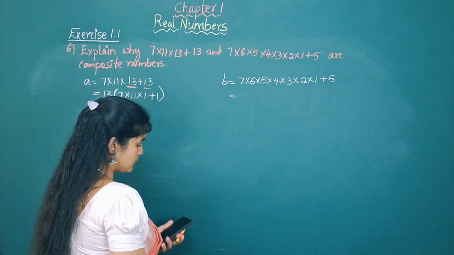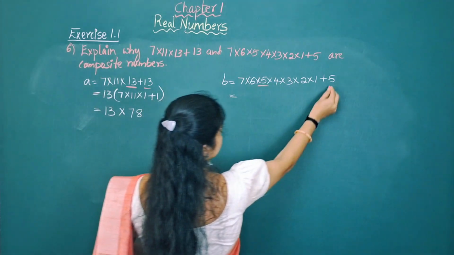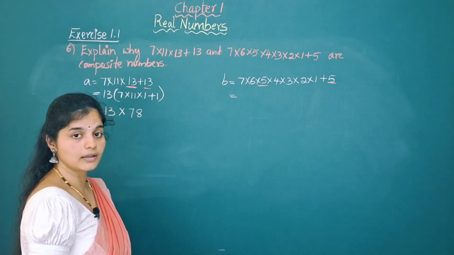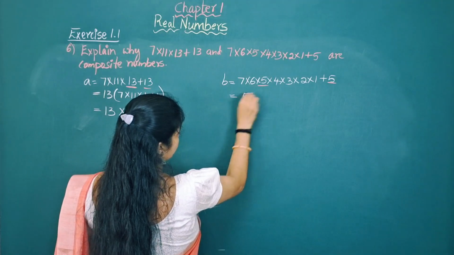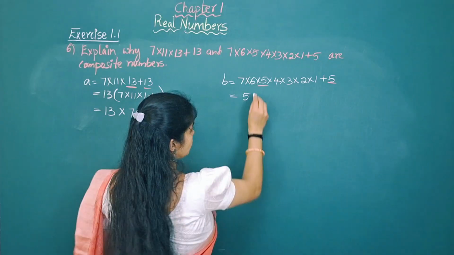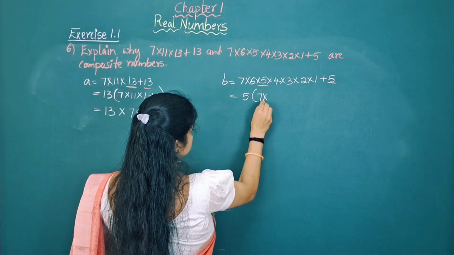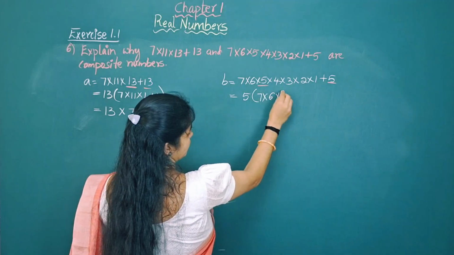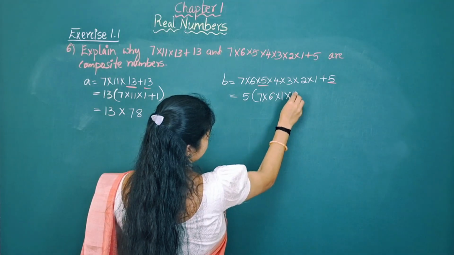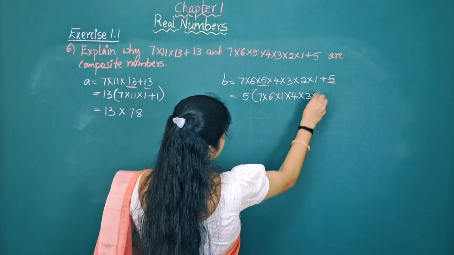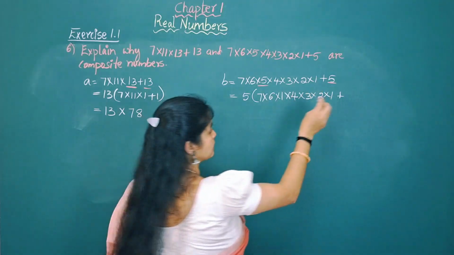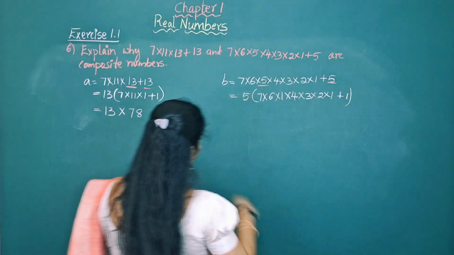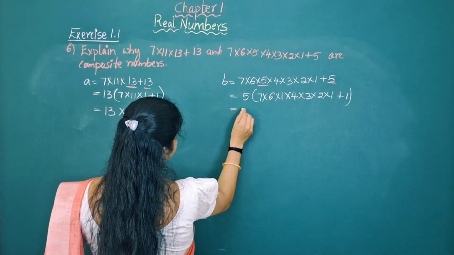B is equal to. Here you can see 5 is a number that is common on both sides of the plus symbol. So take 5 common. Then we have 7 into 6. Since we have taken 5 as common, we are left with 1 into 4 into 3 into 2 into 1, plus, taking 5 common, we are left with 1. So let us simplify.